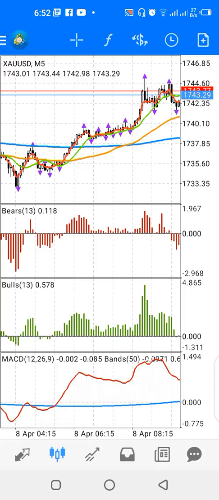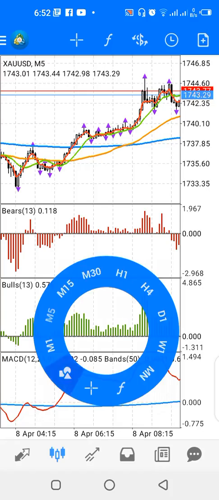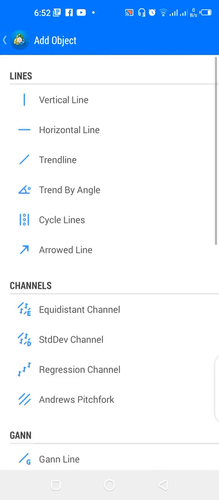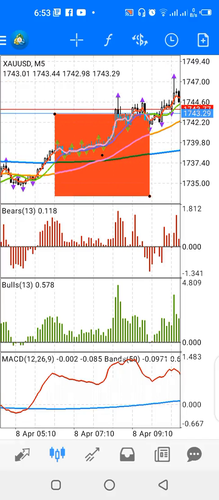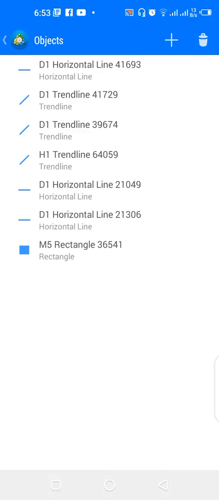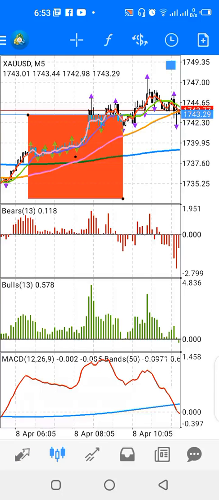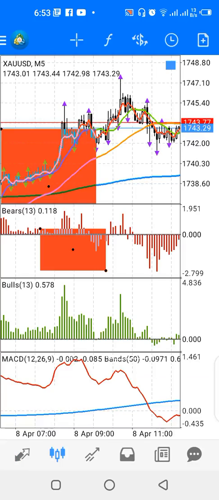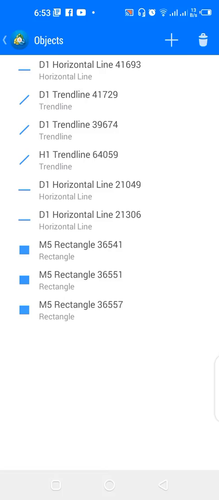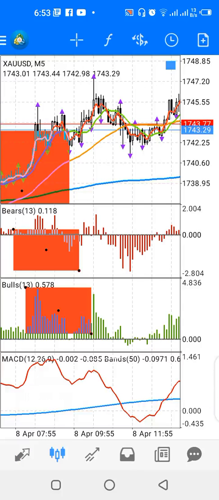Now I have the main window. This is my main window. I have indicator window 1. This is indicator window 1. I have indicator window 2. This is indicator window 2. And I have indicator window 3. This is indicator window 3.